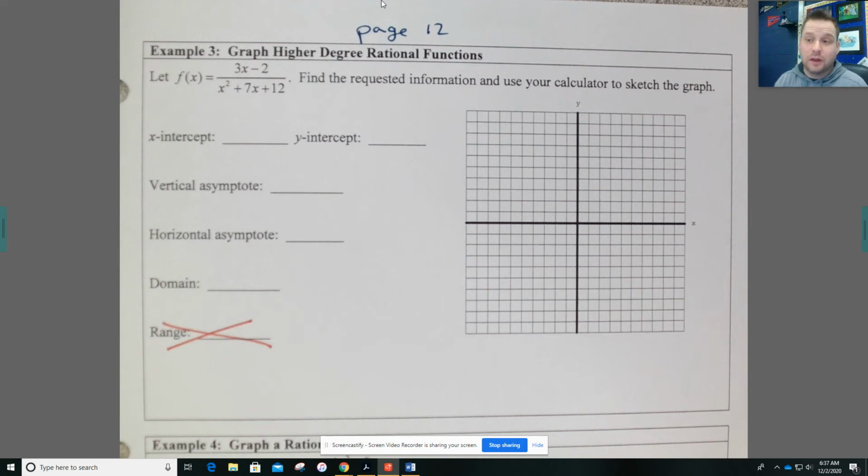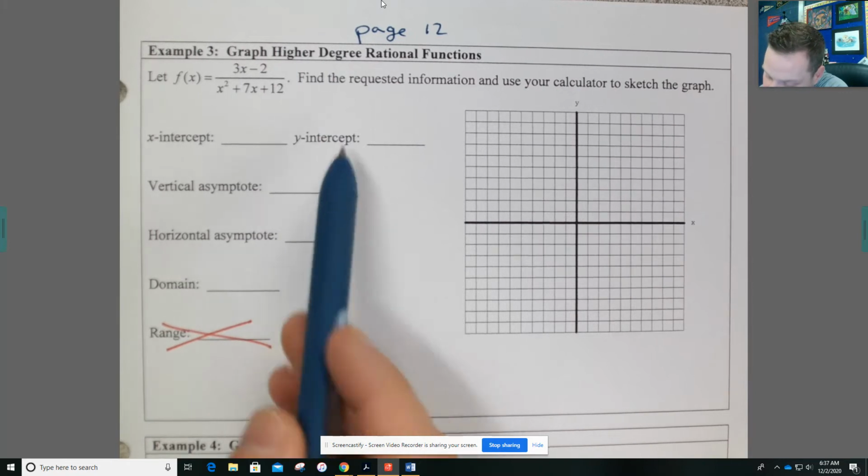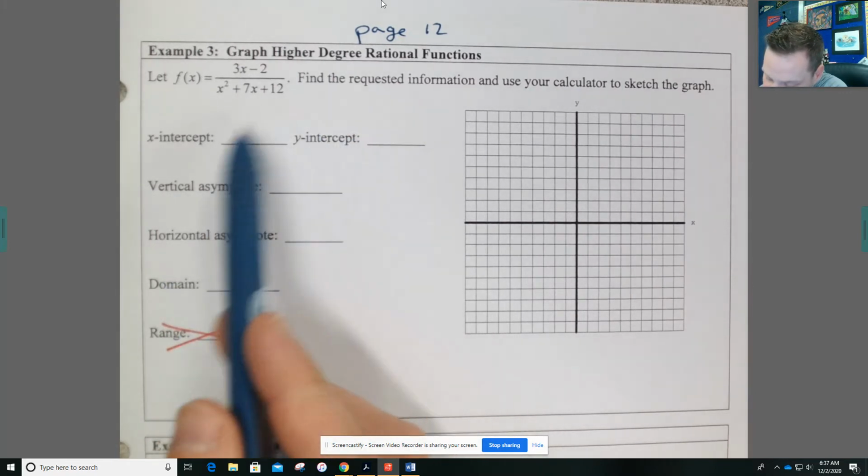Alright, so today we're going to finish up section 4.2. We're going to continue graphing these rational functions. It's real important today that you have a calculator or you go to desmos.com when we go to graph it. But anyways, this information here on the left is stuff we need to be able to find on our own.